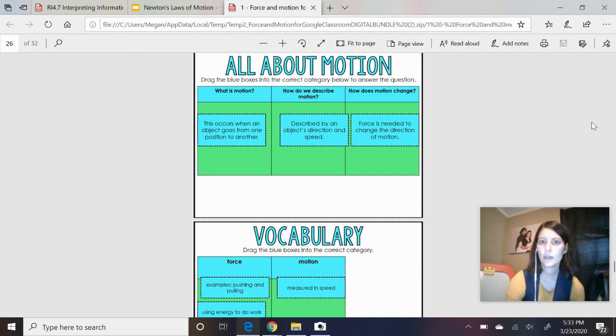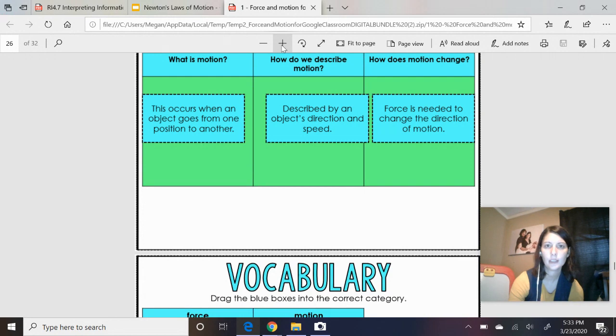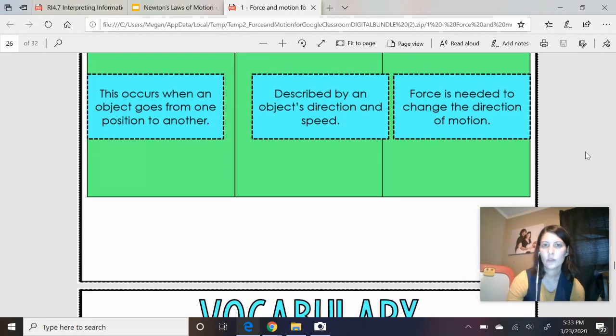All right, guys. So for your science review, you were focusing on motion. You should have watched the Study Jams video about motion, and then you had a Google Classroom activity. So these are the answers for your Google Classroom activity. Let me zoom it in a little bit so you can see.